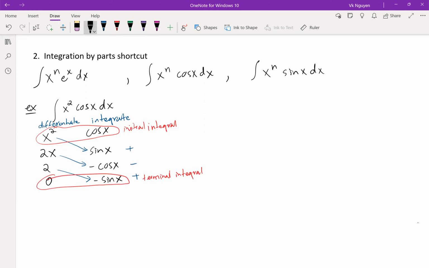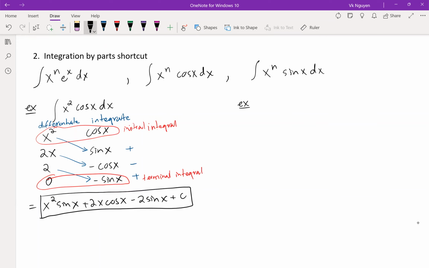So using the shortcut, the integral of x squared cosine x dx is x squared sine x, minus minus turns to a plus 2x cosine x, plus minus is a minus 2 sine x, and then the integration of 0 is c.